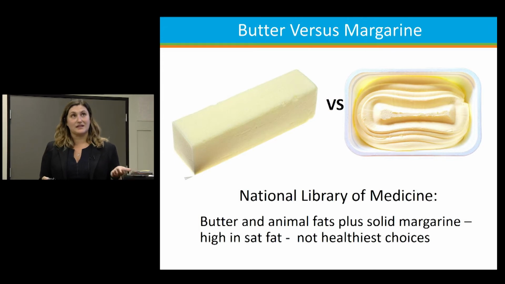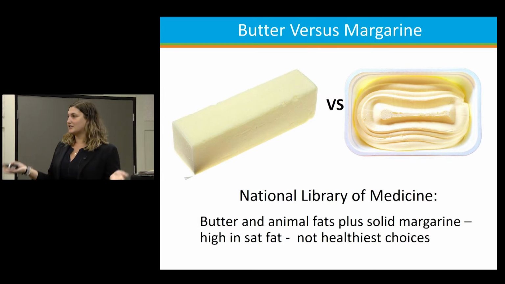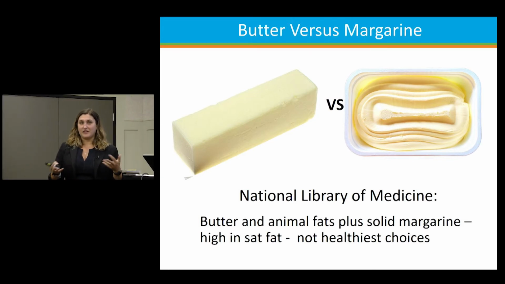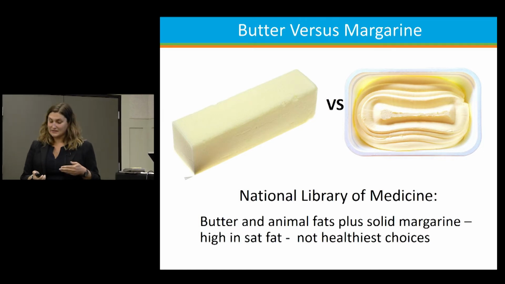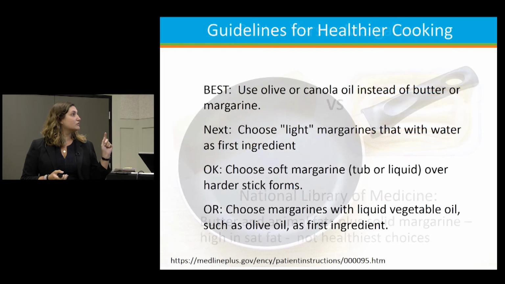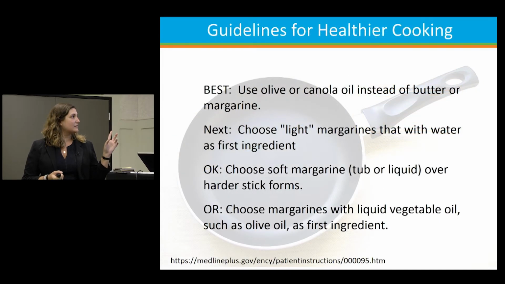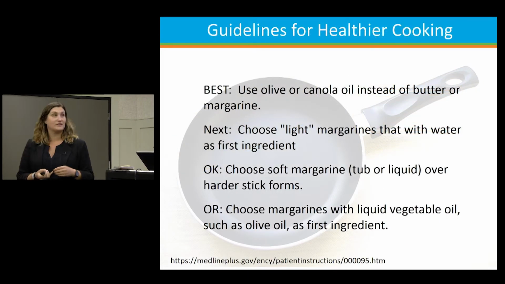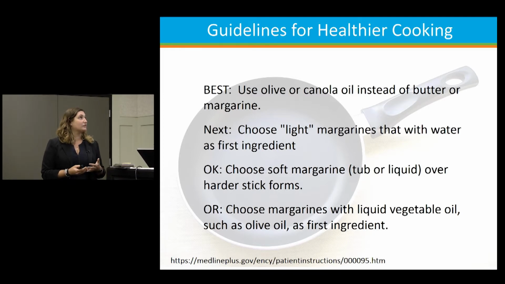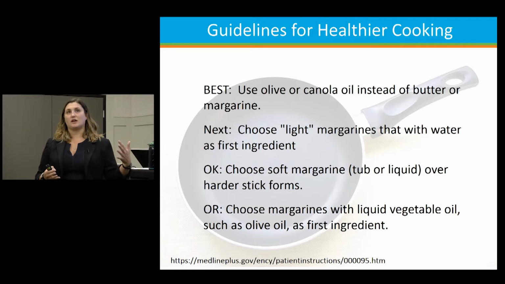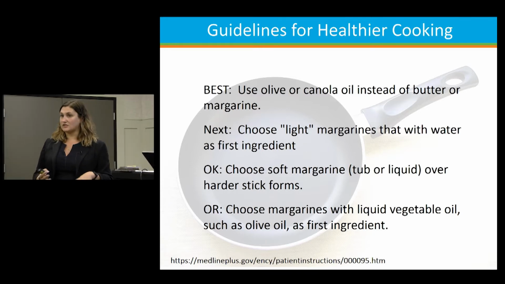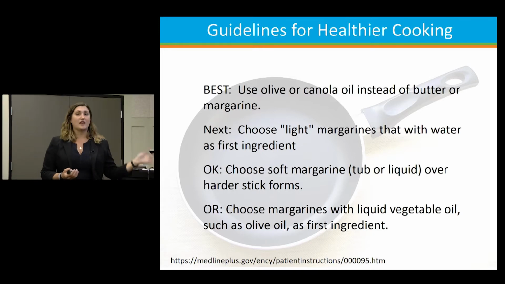I remember as a kid growing up that margarine was considered the best thing for us to consume, and then over time it went away from that. So according to this, Medline, the governmental agencies that provide this information, the best option for healthier cooking is to use either olive or canola oil. Those are oils that are higher in monounsaturated and polyunsaturated fats, and that's instead of butter or margarine.